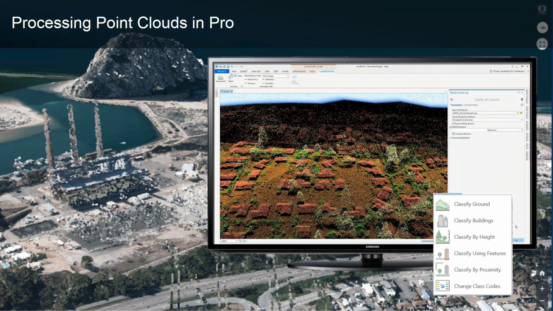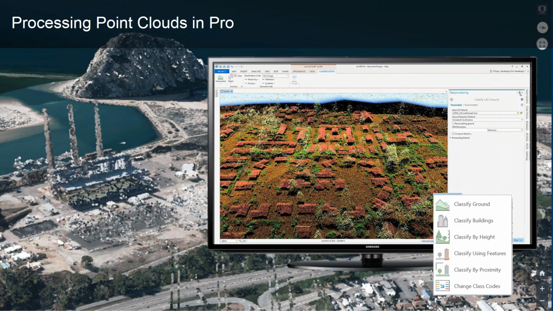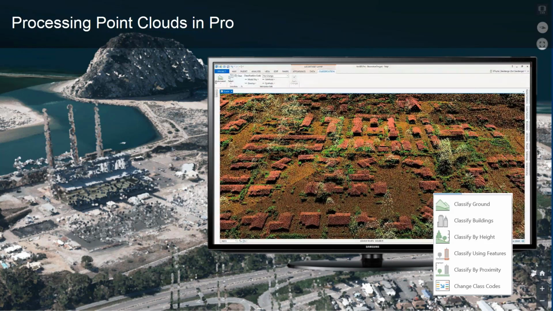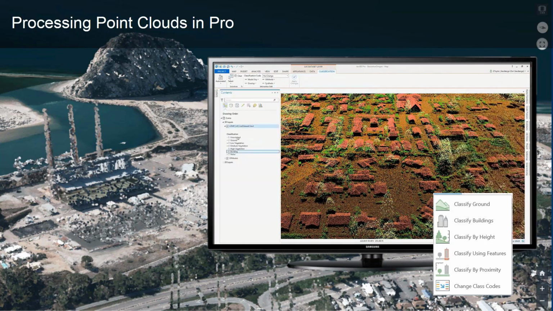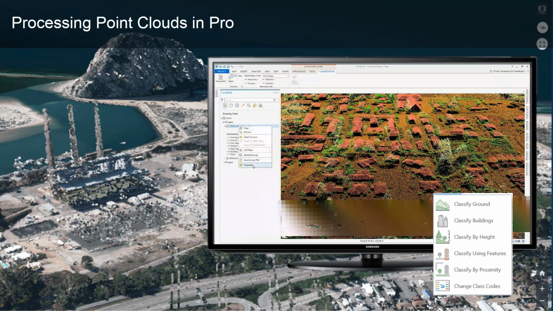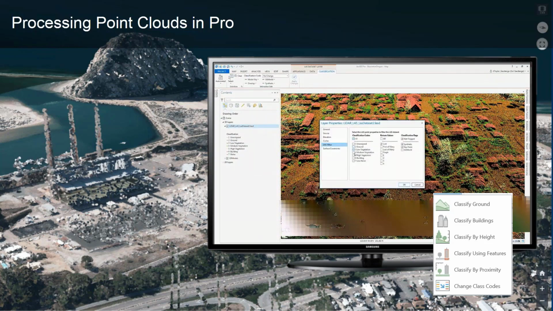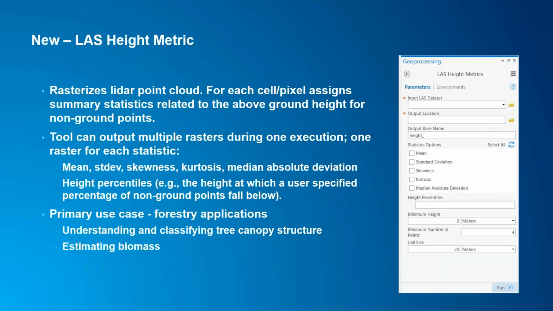Now let's just briefly talk about analytics. I'm not going to say too much because Mark is actually going to go through a demo of this capability. But you can see here that we've added the capabilities inside of Pro to do bare earth classification. We can classify buildings. We can classify objects based on their height. We can use different feature layers to help with the classification. And of course, we can change all the class codes so you can build up these tremendous referenced point cloud data sets for your GIS.